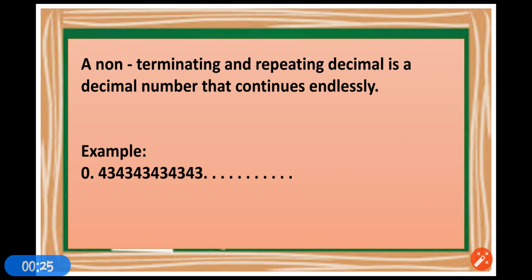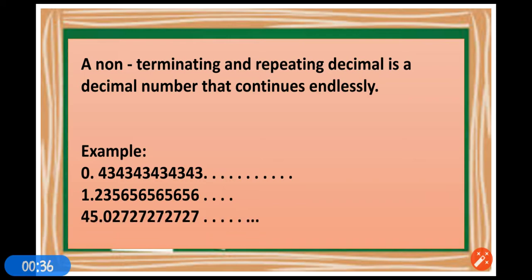0.4343434343 and so on. Next one is 1.2356565656 and so on. And the next one is 45.027272727, and these numbers continue endlessly. Alright, so these are examples of non-terminating and repeating decimals since there are some digits which are repeated endlessly.